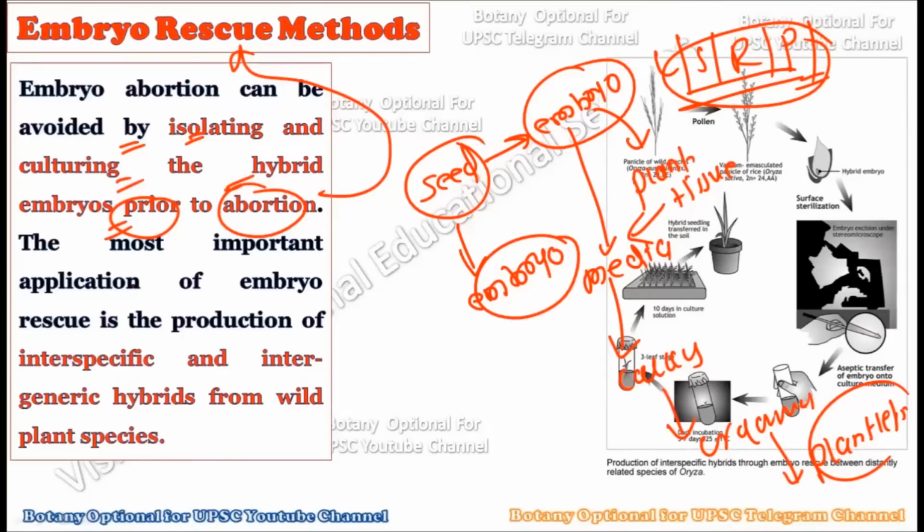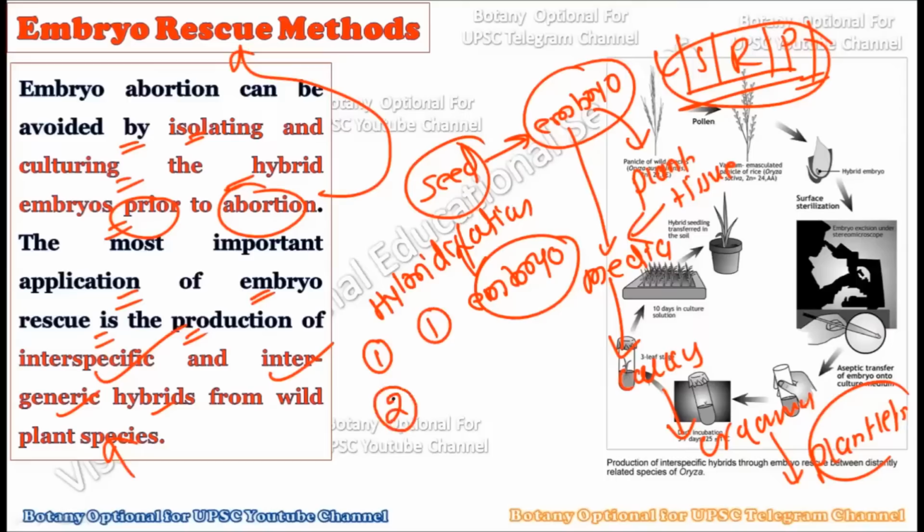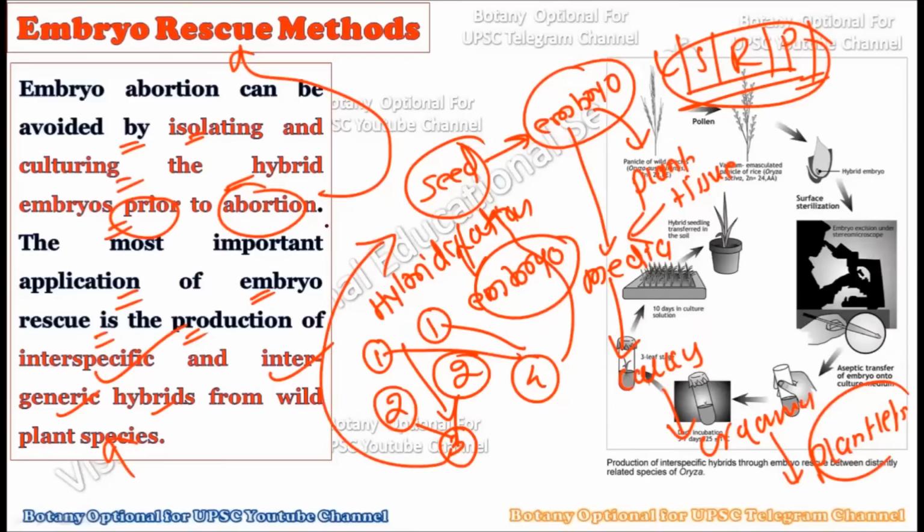Now the most important application of embryo rescue is the production of interspecific and intergeneric hybrids from wild plant species. As you know, we have talked about hybridization, and in hybridization we can take two closely related species, and we can take two different species as well. So interspecific or intergeneric crosses are there, and whatever result is going to fail, we can create success in these results by using the embryo rescue method.